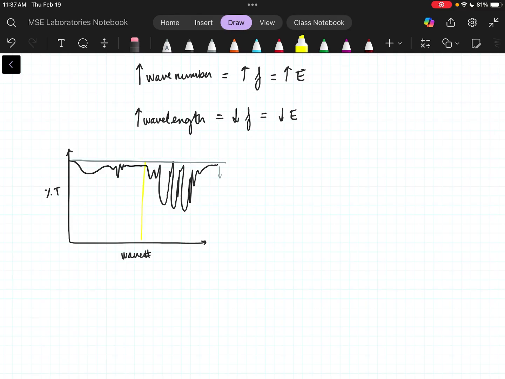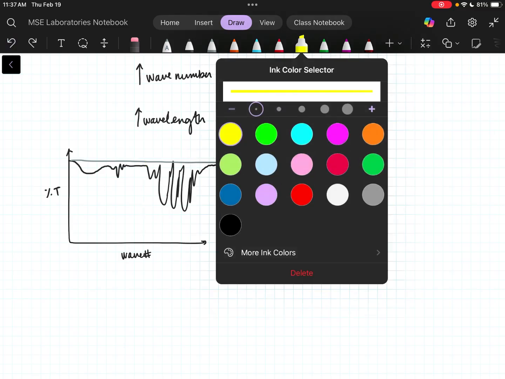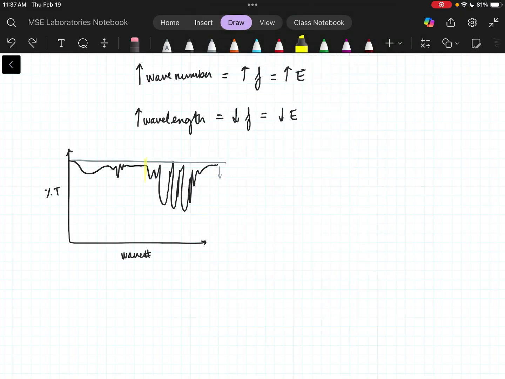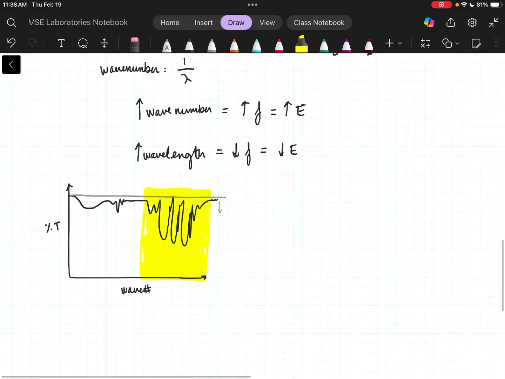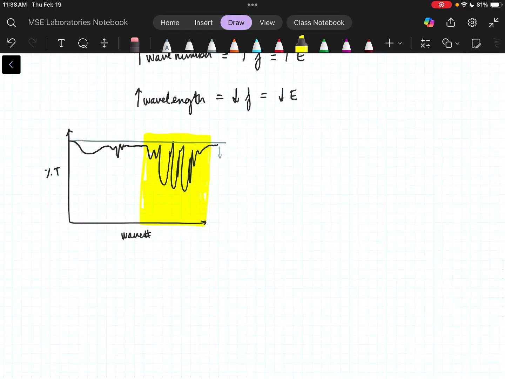So let's talk a little bit about the regions. We typically break this up into 4 regions. The most notable region, being on the 400 end of the wave number graph, we call the fingerprint region.